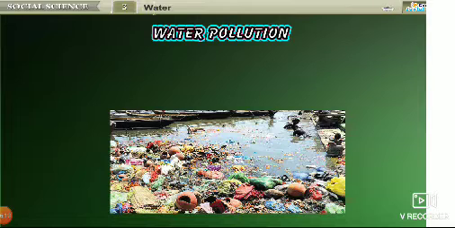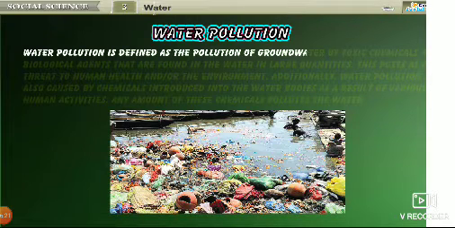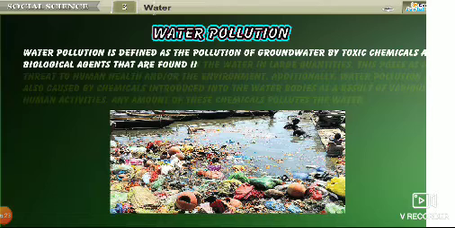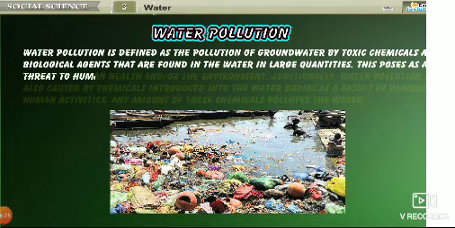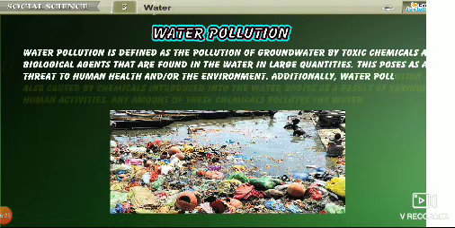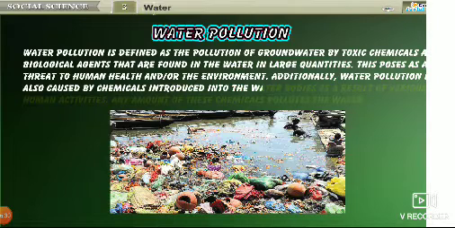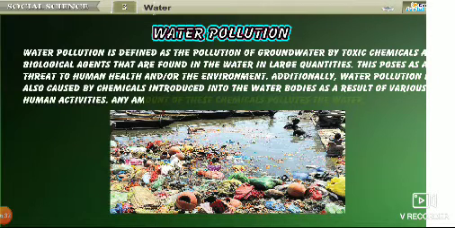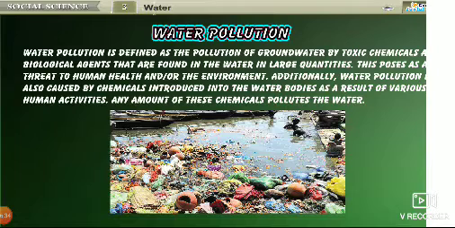Water pollution. Water pollution is defined as the pollution of groundwater by toxic chemicals and biological agents that are found in the water in large quantities. This poses a threat to human health and or the environment. Additionally, water pollution is also caused by chemicals introduced into the water bodies as a result of various human activities. Any amount of these chemicals pollutes the water.